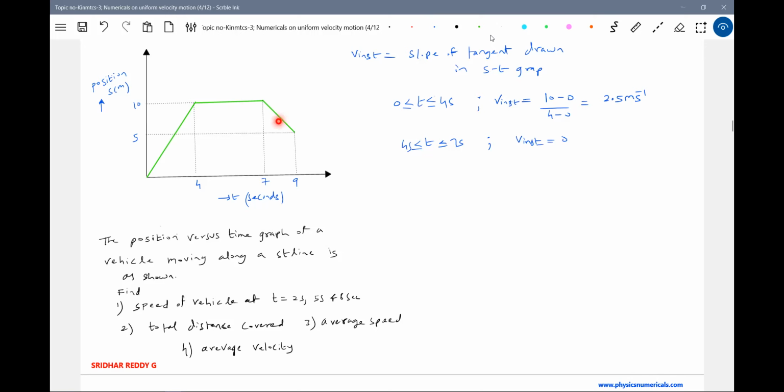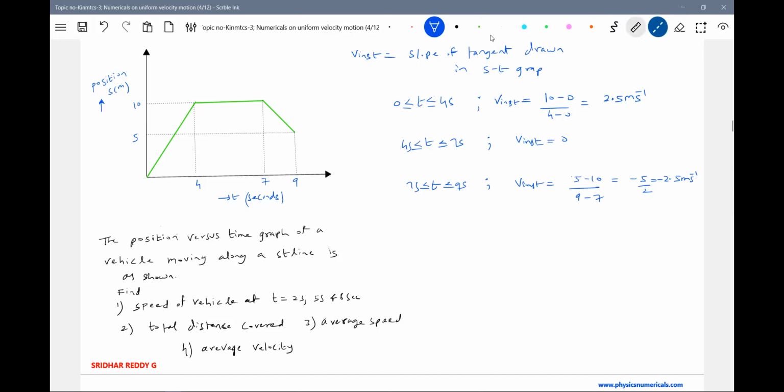Okay, let's come to this one. For the interval of time 7 to 9 seconds, what is the slope? The slope will be negative. It will be 5 minus 10 over 9 minus 7, so minus 5 by 2, that is minus 2.5 meter per second. What do you mean by negative? The velocity being negative means it is changing its direction of motion.